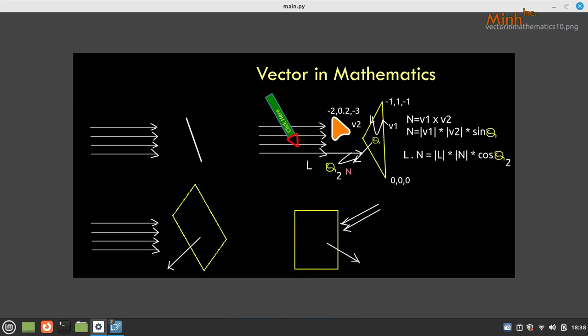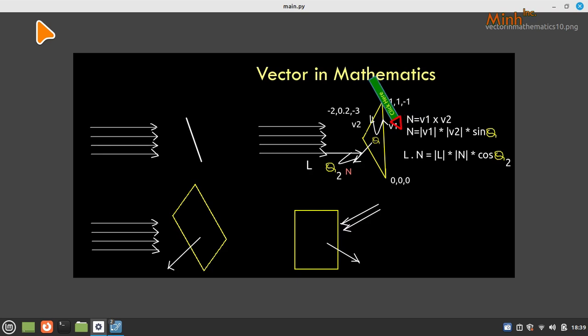Okay, energy absorption. How much energy does it absorb? It absorbs energy as per L dot N. So the dot product tells the story of energy absorption. How much energy is absorbed depends upon theta 2. If theta 2 is 0, maximum energy absorption happens. How much energy it generates depends upon V1 cross V2. So that is dependent upon N. How powerful the N is, that much energy it generates.